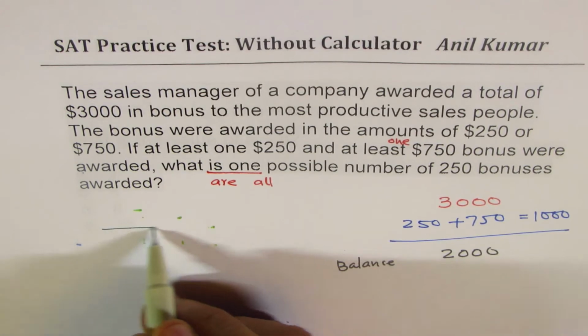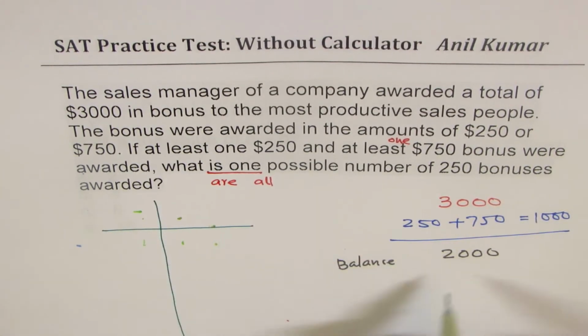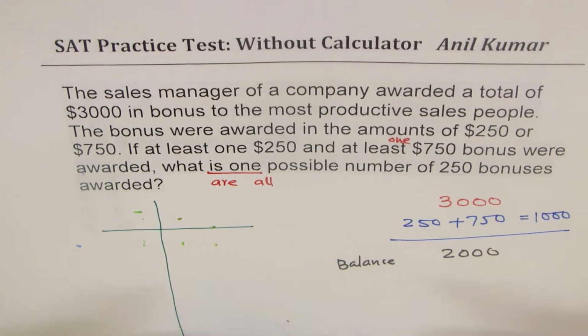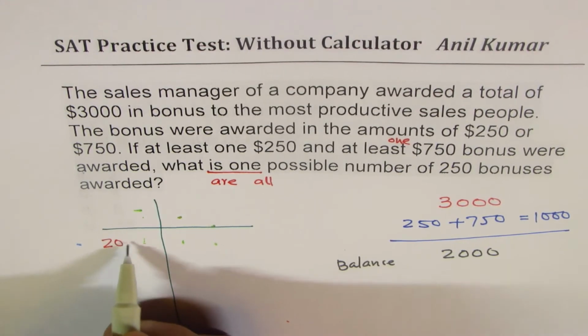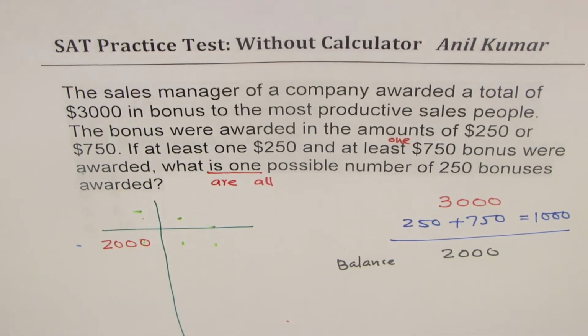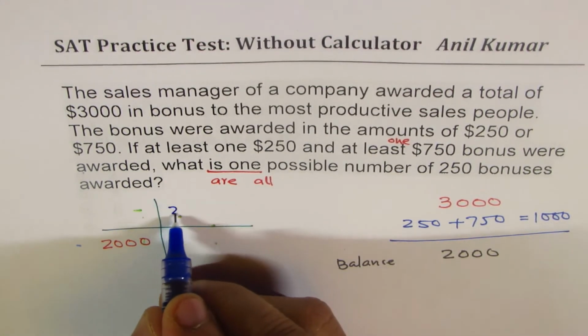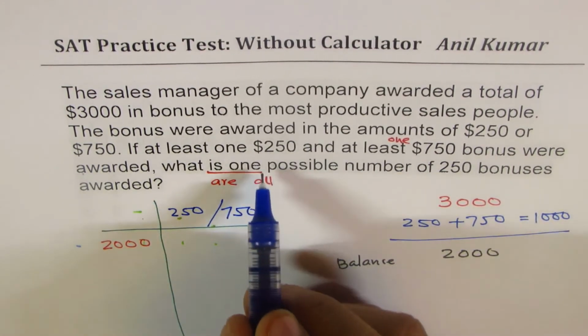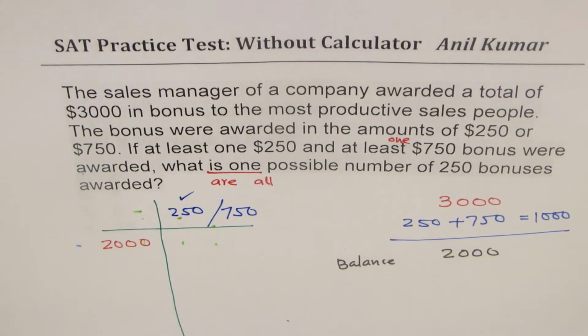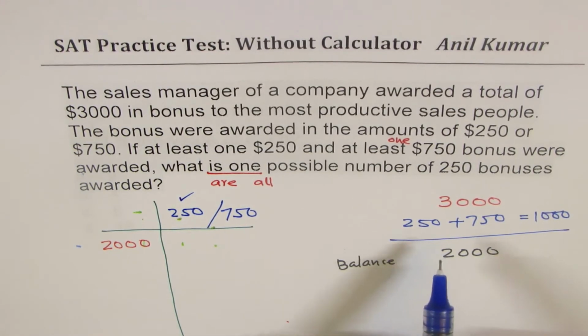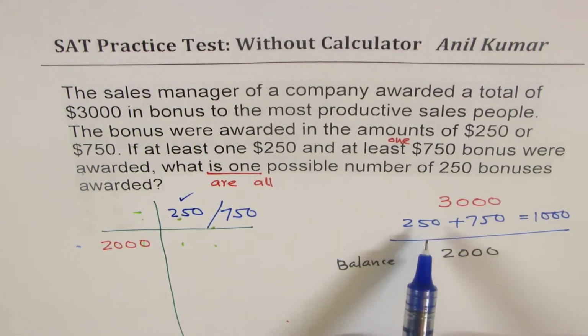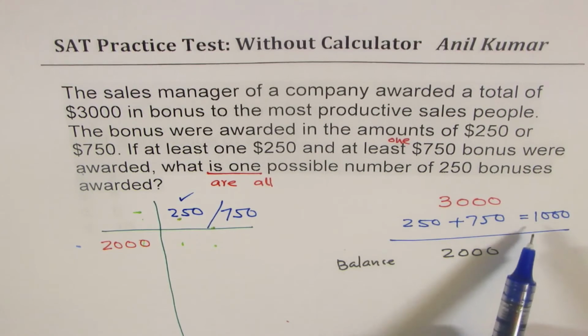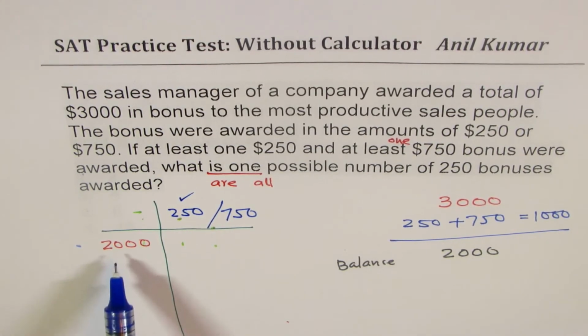That is how we're trying to analyze the situation, right? The whole idea is to analyze the situation. So we have to now provide them with $2,000, and we could use a combination of 250 or 750. But we are interested more in what combination of 250 can we provide them. Now we already met the criteria of at least giving one 250 and one 750. So we took away 1,000. We are left with 2,000 now.